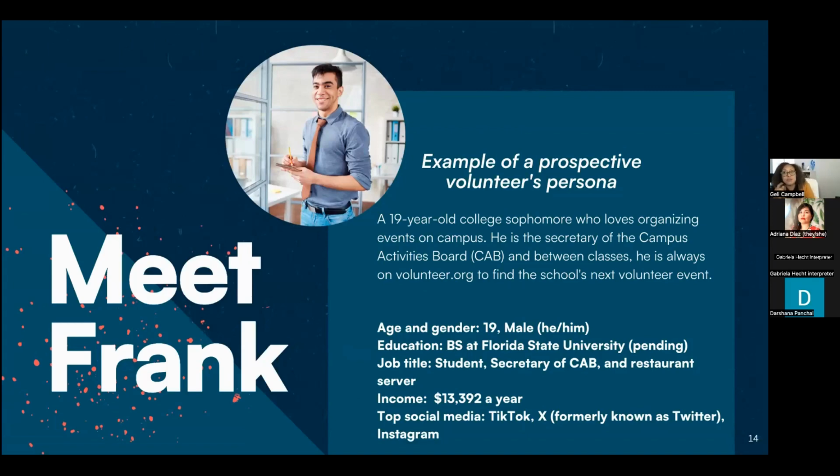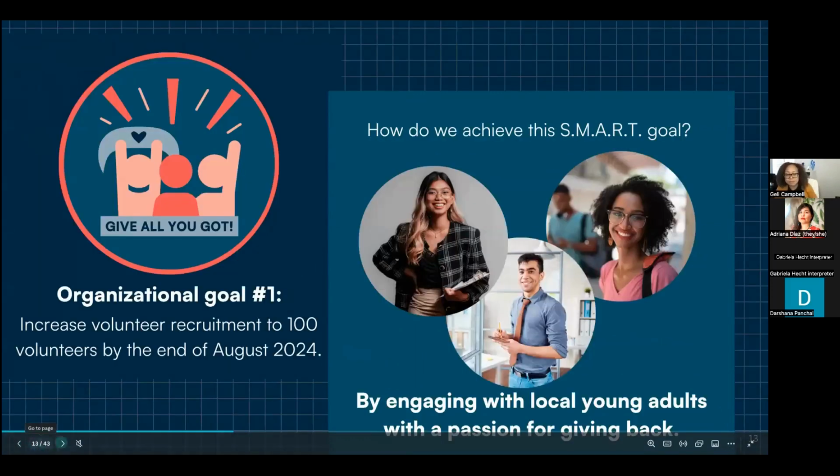In our last training, we also covered personas, or fictional characters that serve as sketches of our very real communities. So for this SMART goal, and just as I use this phrase, not everybody remembers what each one of this acronym means. So it's specific, measurable, attainable, realistic, and time-bound goal. We're going to use the engagement pyramid to map out how we as a communications team can support the organization's efforts to increase volunteer recruitment to 100 volunteers by next year.